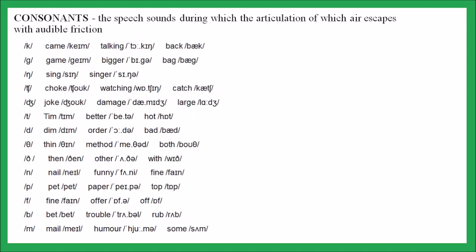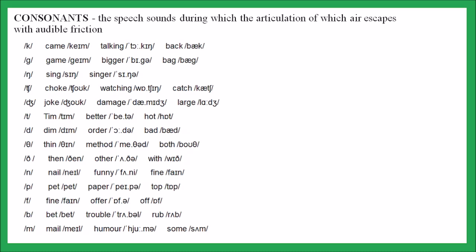Then comes the second category of phonemes, the consonants. They are the speech sounds during the articulation of which air escapes with audible friction. When you are pronouncing the letters ka, kha, ga, gha, nga, if you touch your throat, you can feel the vibration becomes even rougher. That is due to the closing and opening of the vocal cords. The air is escaping from the vocal tract with an audible friction. That friction can be heard. So if there is no audible friction, the sounds coming out will be vowels.